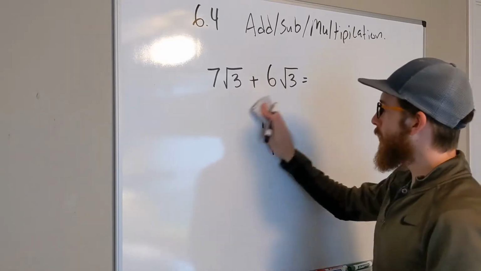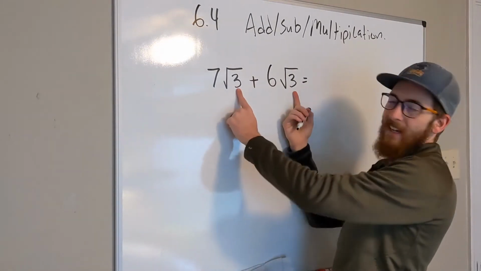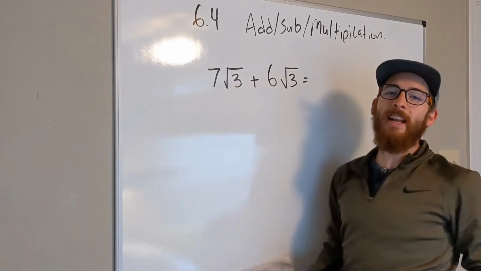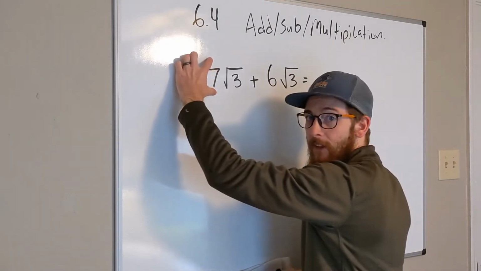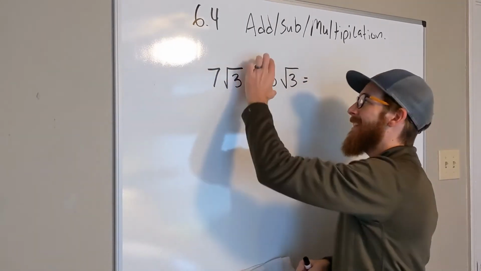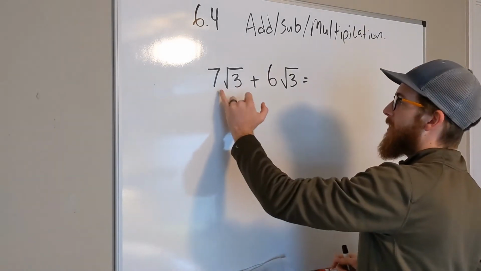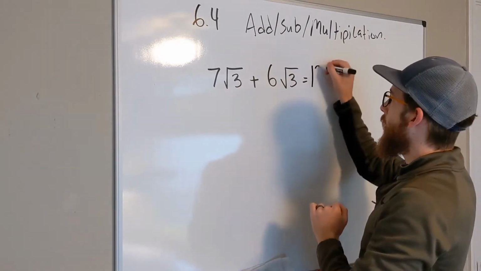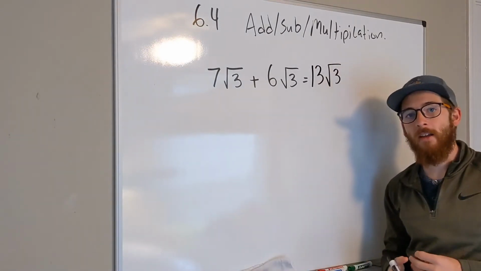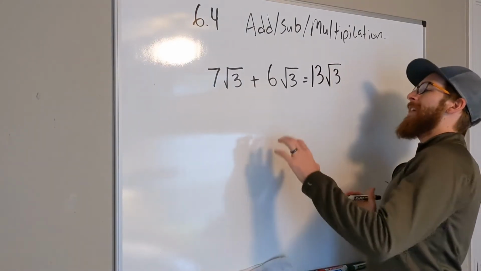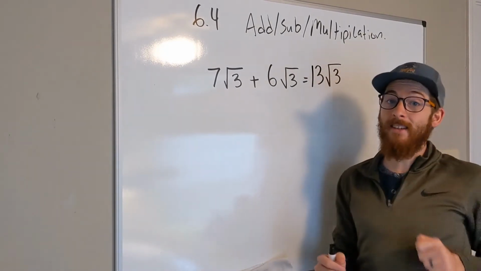While both of those are valid attempts, because this is inside the square root, we're going to treat it as if it was the variable x. We're saying there are 7 of these and 6 of the same thing. So if there's 7 of these and 6 of these, that's really 13 square roots of 3. So even though you might be tempted to add the insides, don't add the insides.